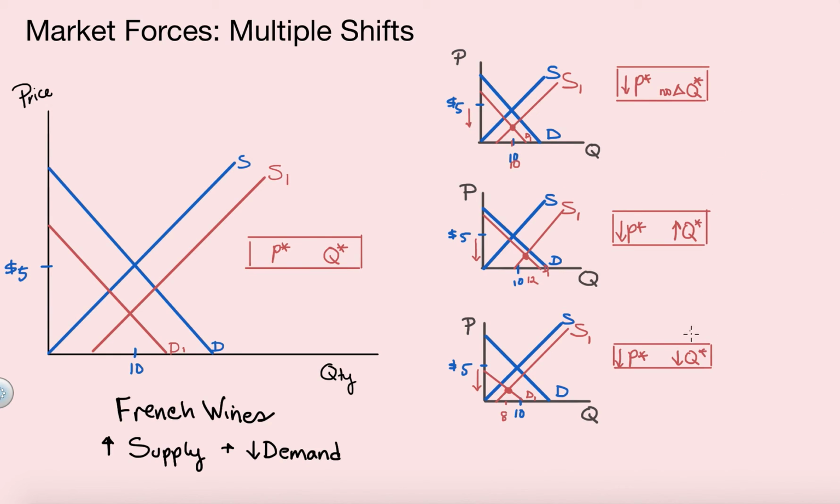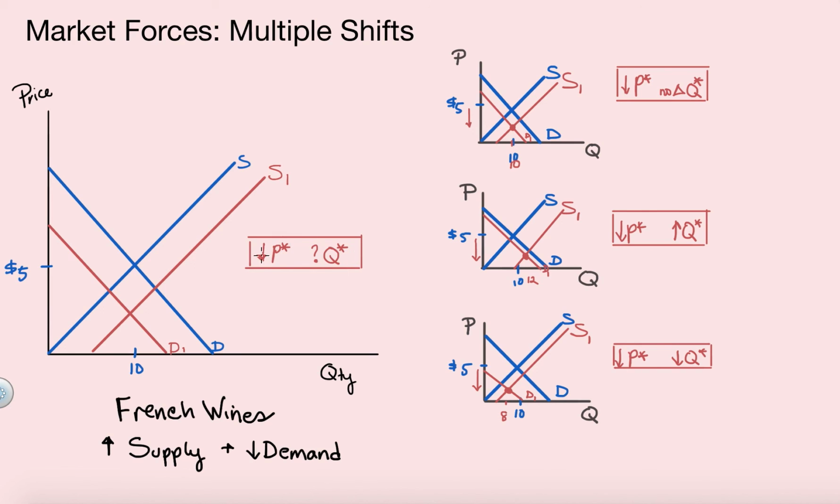So which one is the correct answer? Which one do we need to put back over here and what we tell BevMo? Well, what we'd actually need to tell BevMo is that we can't predict what's going to happen to quantity without more information. We don't know. Is quantity going to go up? It could. It could go down. It could remain the exact same. But we can say for sure that the price of French wines will be falling.